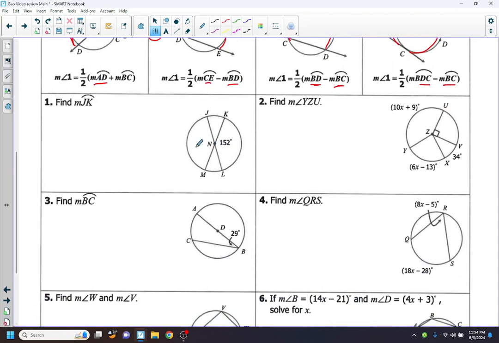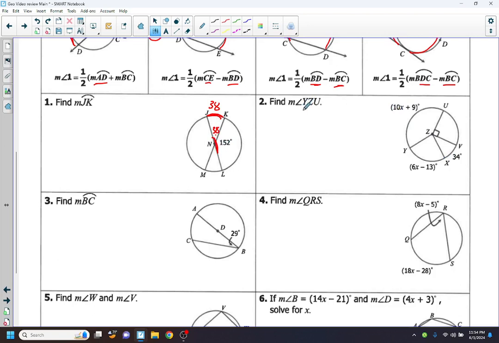For this one, find JK. If I want to find this arc JK, I know this is a central arc because I have the little dot there. So if this is 152, I can figure out that this angle, because they're linear, is 38, which means this is also 38. And I know this is 38 because 38 plus 152 is 180, and this makes a straight line.